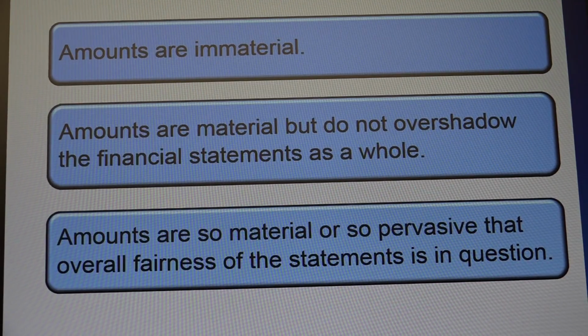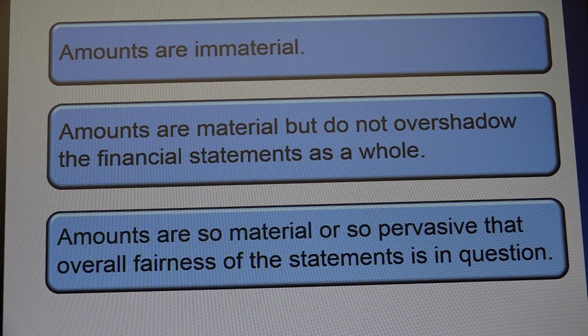Last but not least, if you are not independent, regardless of whether or not the financial statements are fairly stated in accordance with GAAP, you have to issue a disclaimer of opinion.